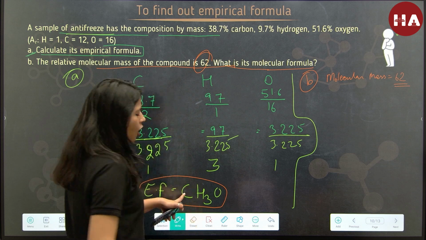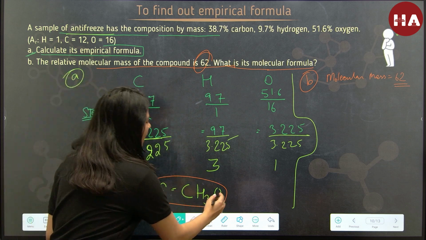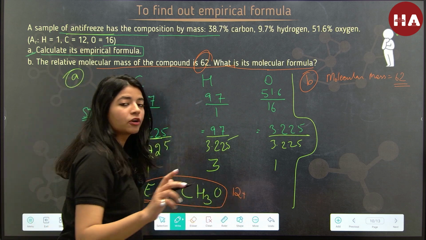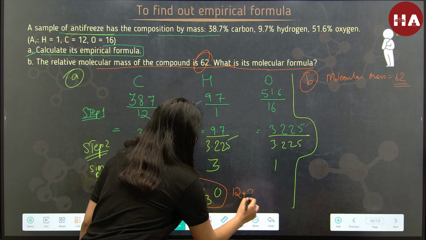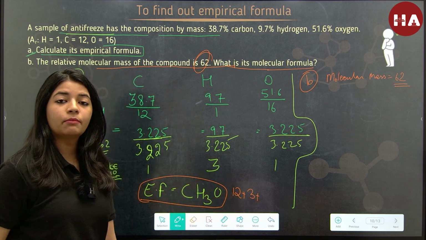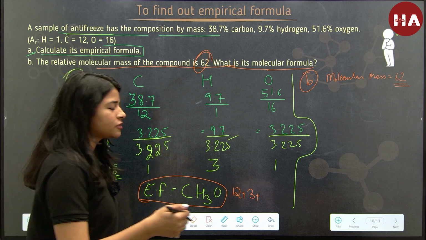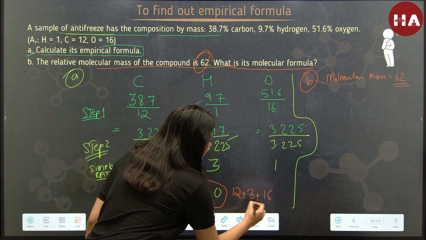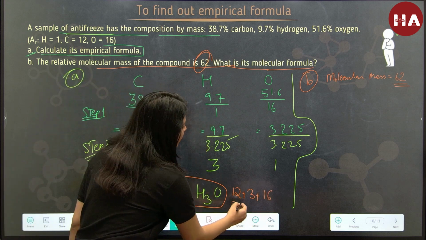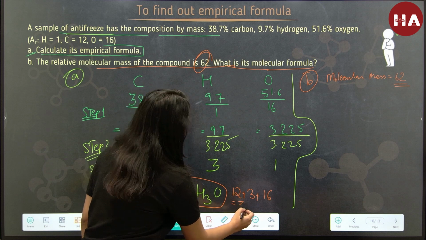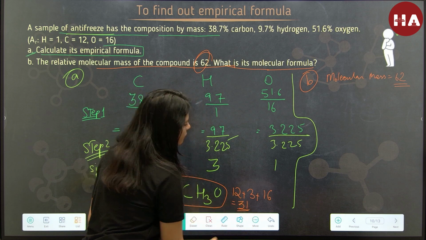Okay, so how many carbon atoms? 1, so 12, plus 3 hydrogen means 3, plus 1 oxygen, where the atomic mass of one oxygen atom is 16. If you solve this, you will get 31.